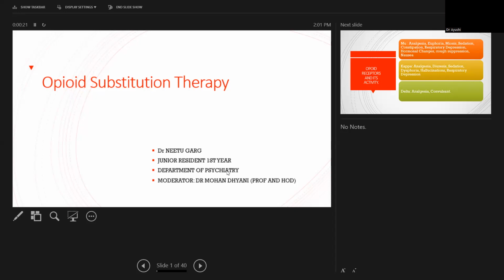Okay, so we'll start with this topic today. Needle is presenting opioid substitution therapy. So we prescribe a lot of opioids for our patients, but that is not basically opioid substitution therapy as such. So just briefly talk about it.